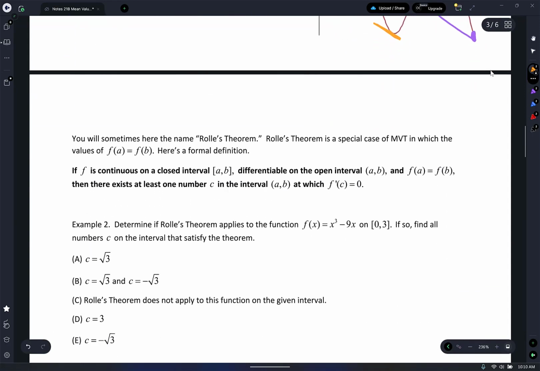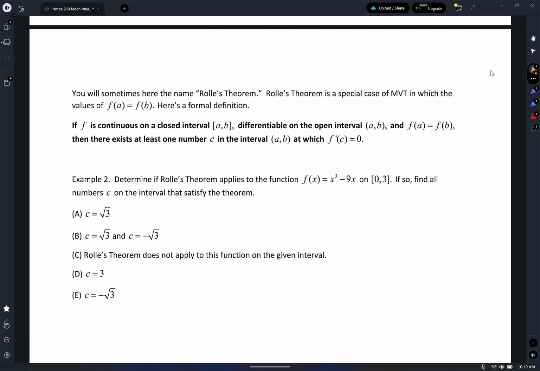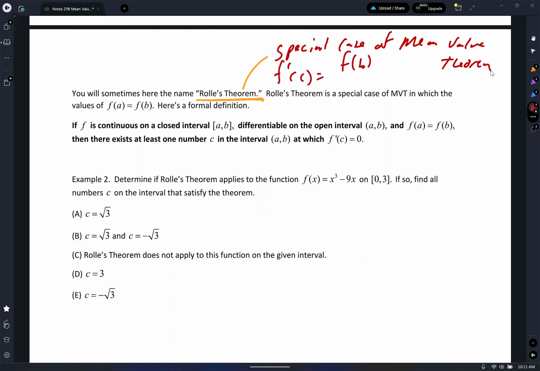Don't freak out. If you see something called Rolle's theorem, it's just a special case of MVT. Underline the word Rolle's theorem. It means it's a special case of mean value theorem. What is that special case? It's this: f prime of c equals f of b minus f of a over b minus a. That's MVT right there, which equals 0. Rolle's theorem just means it equals 0, that the average rate of change is 0. Where's my instantaneous rate of change? 0.